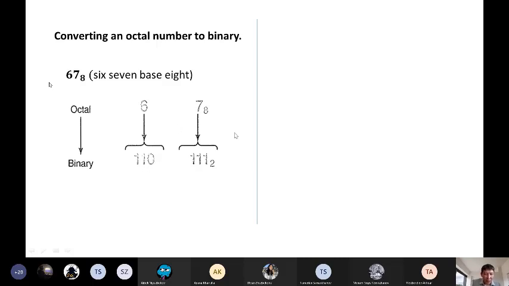Then you just combine these two binary numbers and you will get that 67 base 8 in the binary system is 1, 1, 0, 1, 1, 1. So it's the same as with hexadecimal. It's very easy conversion. For these reasons, programmers and people who work with electronics use hexadecimal and octal systems, because of the easy conversion from one to the other.